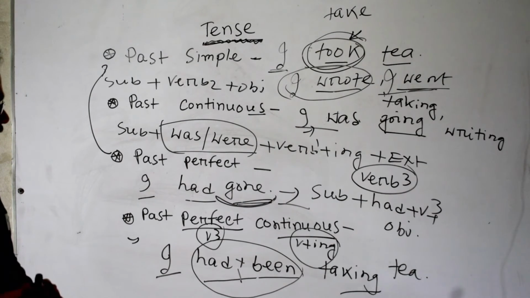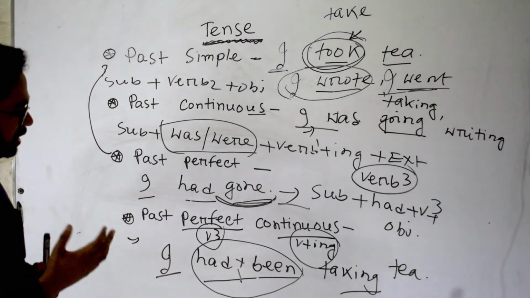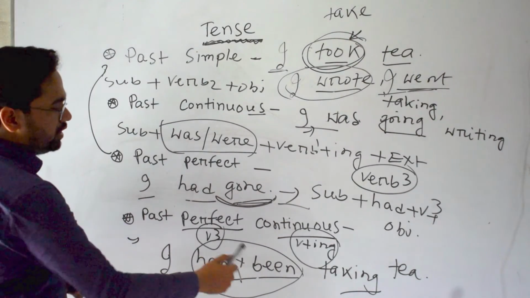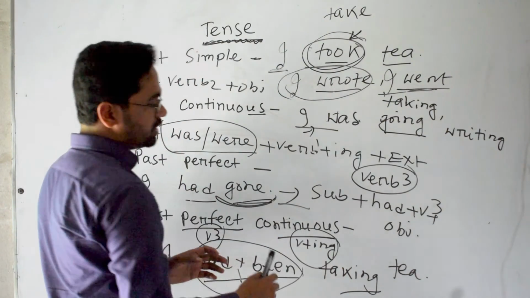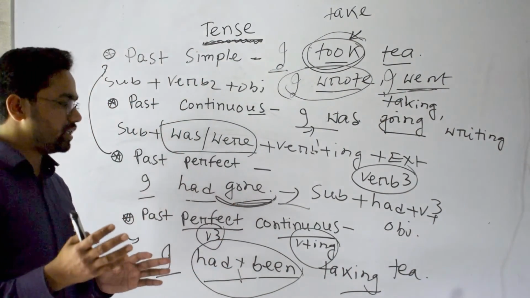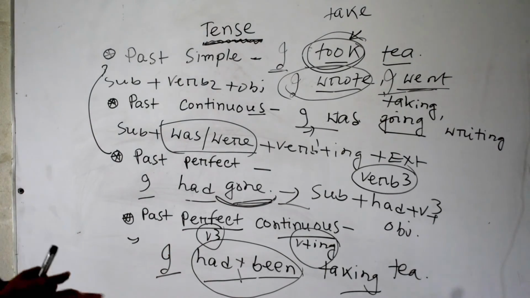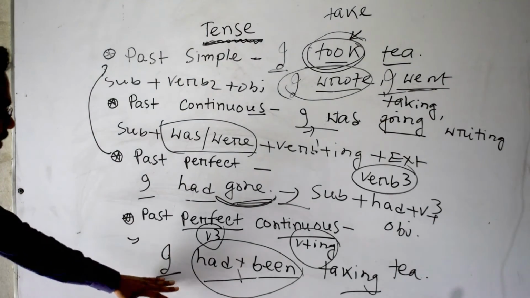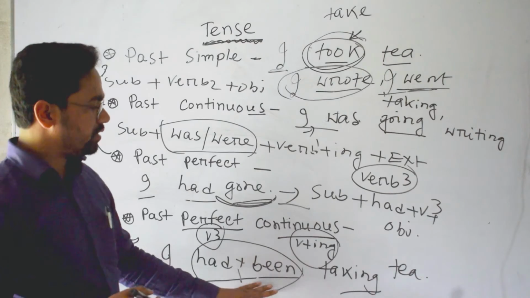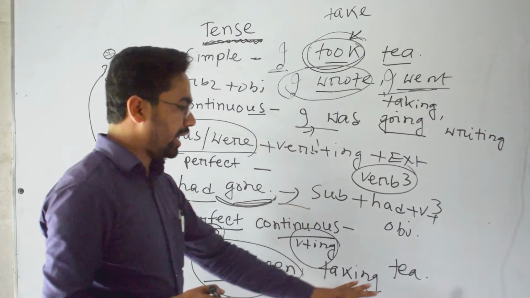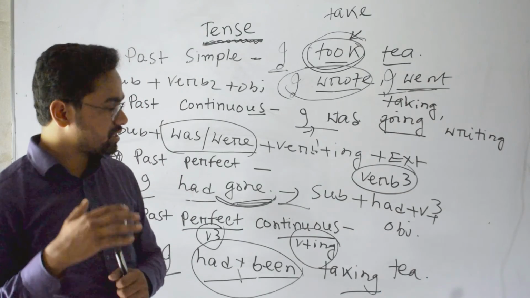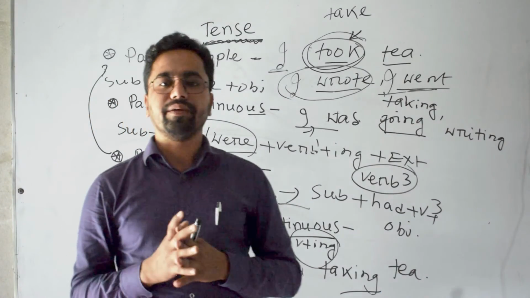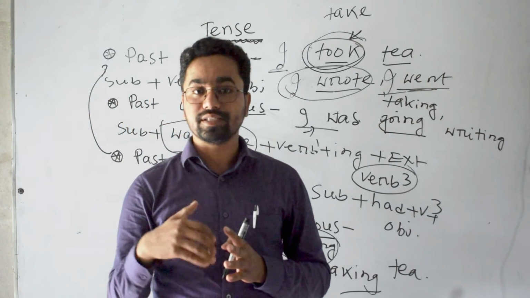In past perfect continuous tense, you must use had been, the auxiliary verb of this tense, and you need to put ing at the end of the verb which you are going to use in your sentence. The structure will be subject, had been, verb plus ing, and also an object. Besides the object, you must mention the time during which your work is going on.